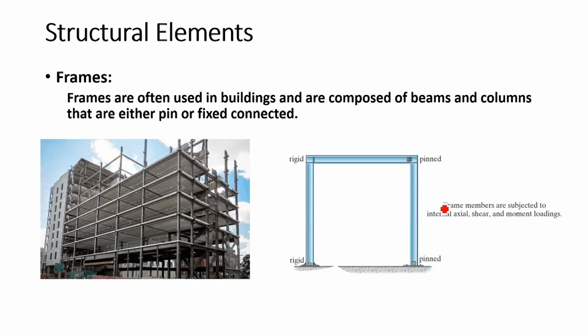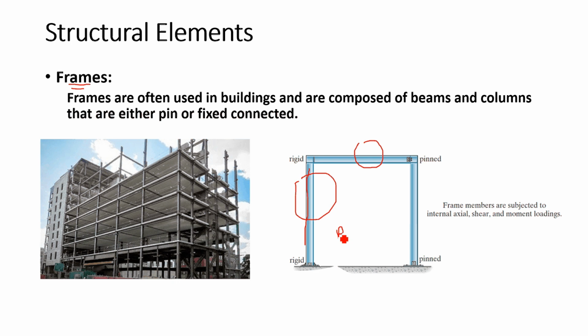Okay, let me move on to another structural element called frames. Frames are very common, particularly in high-rise buildings. This is one example of frames. A frame can be made of any material: concrete, steel, even timber. A frame is basically a combination of columns and beams.